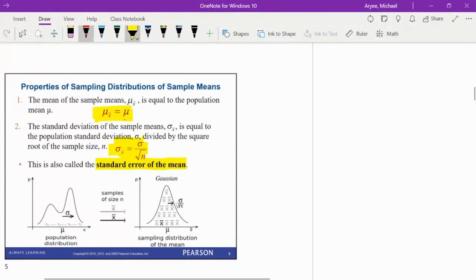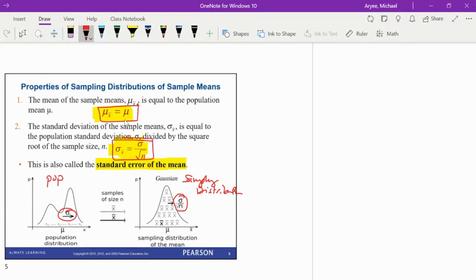So if this is the original population and this is the sampling distribution, then if the standard deviation is sigma, the standard deviation of this group will be sigma over square root of n, where n is the sample size. So have these two things at the back of your mind. I've shown you two things, 1 and 2.